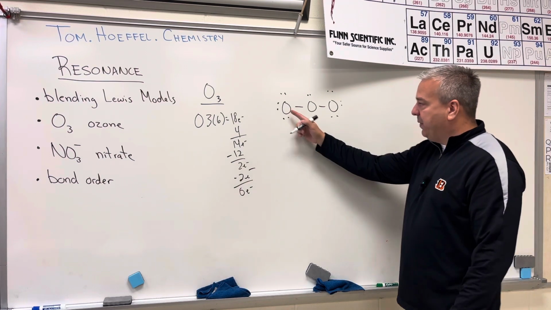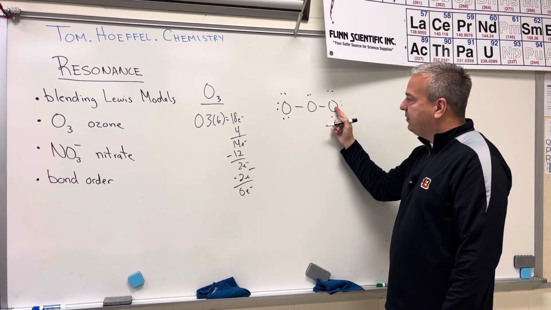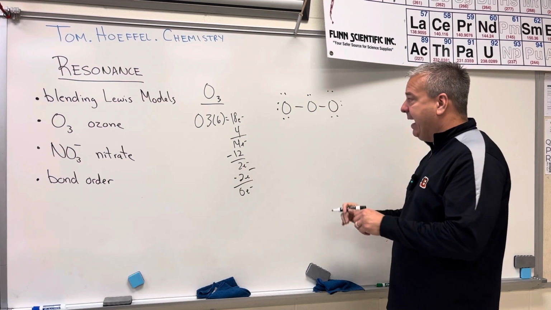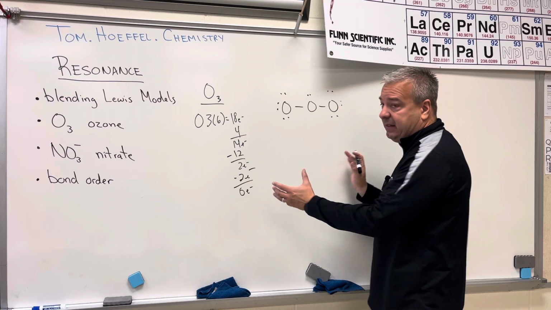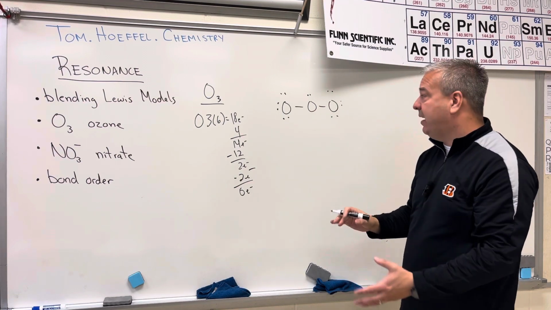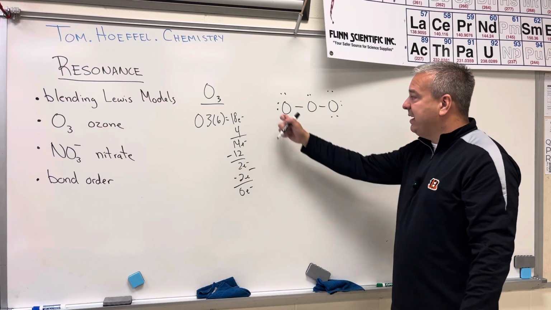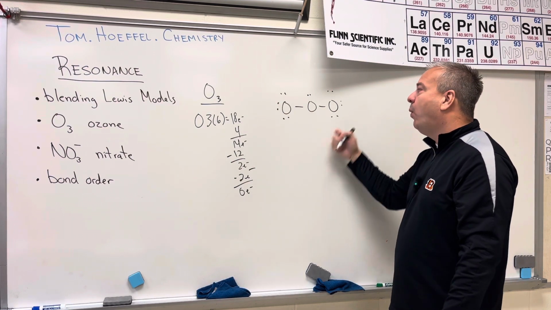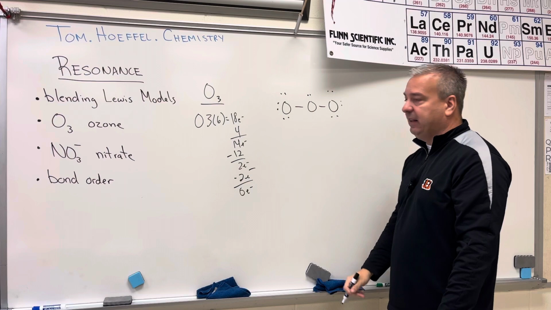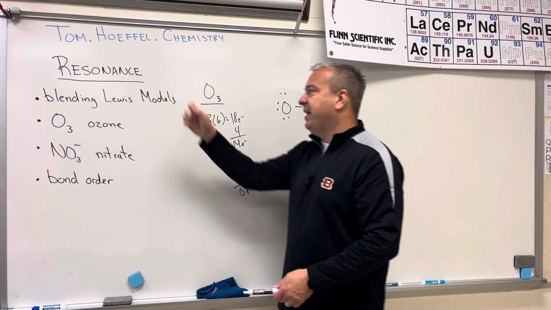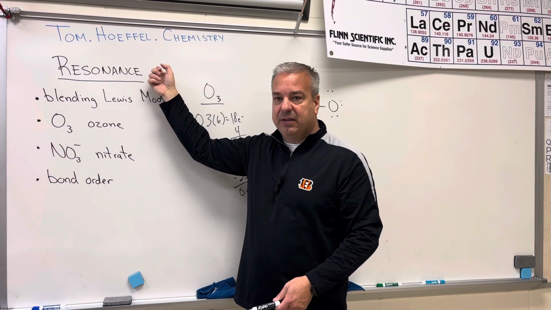But right now we're kind of in a dilemma. We have the octets fulfilled on our non-central atoms, but our central atom has 2, 4, 6 electrons. And we have multiple places where we can move some electrons to make them shared so that the octet is fulfilled. We could take electrons from this oxygen, or we could take electrons from this oxygen. And when you have those options, that's typically when you have a resonance structure.